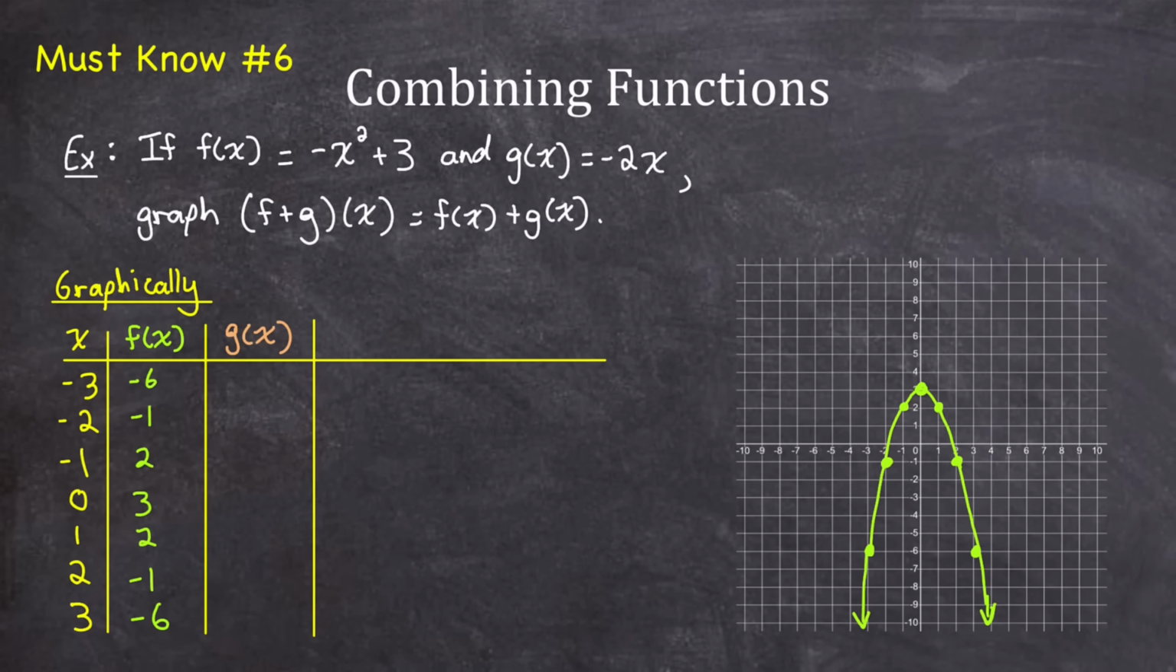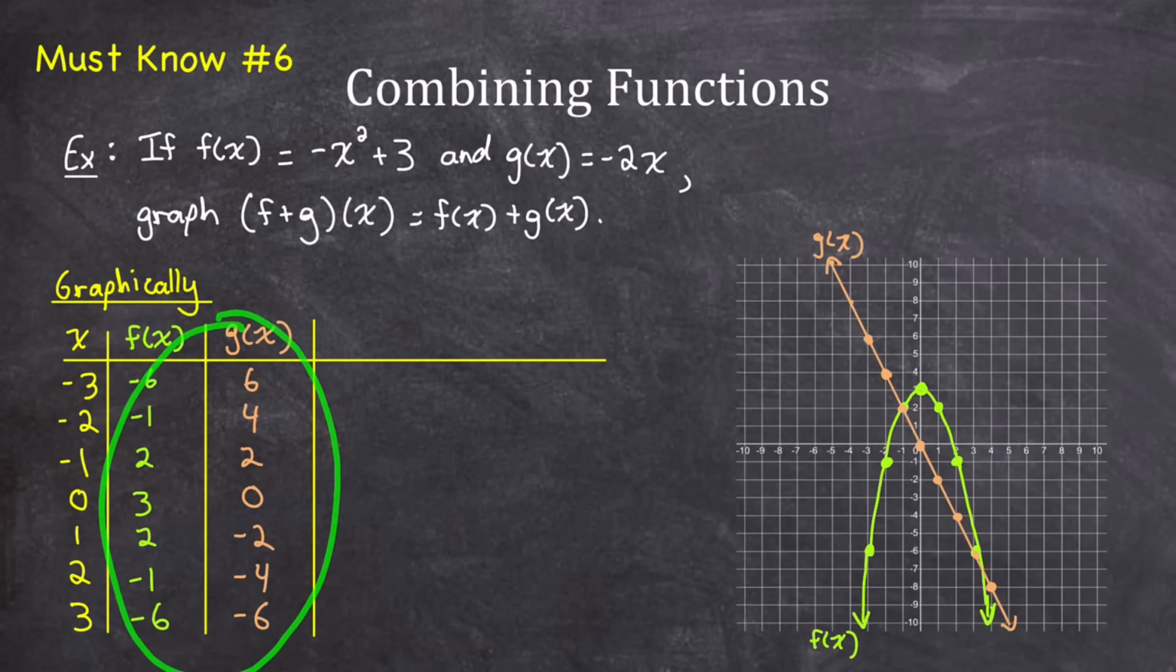And now g of x is just a linear function, negative 2x. So I just have to take all my x values, multiply them by negative 2, and I get the y values for g of x. And now I'll graph g of x. And what I can do now is use those coordinates of f of x and g of x to get the coordinates of f of x plus g of x.